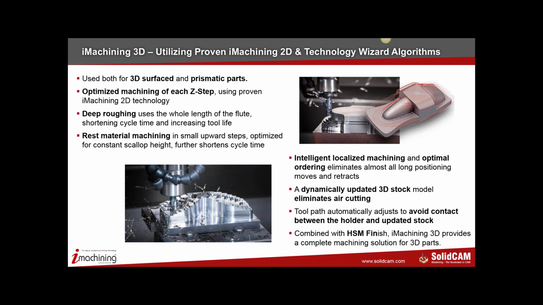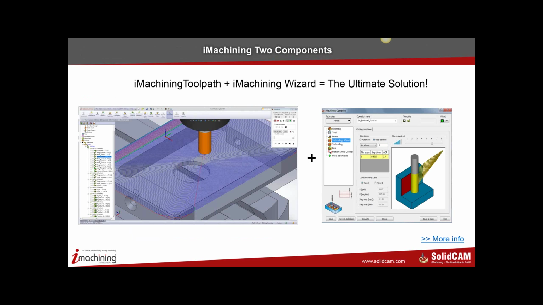The same iMachining 2D, when combined with the slicing and the step-up principle, we have iMachining 3D. So we can use both iMachining 2D and iMachining 3D effectively to machine any part, any material, and under any condition. So that's the gist about iMachining. iMachining combined together with the unique toolpath and unique wizard that we have makes us an ultimate solution.